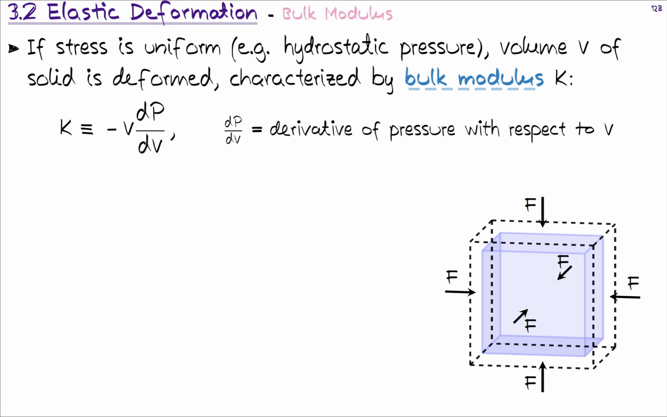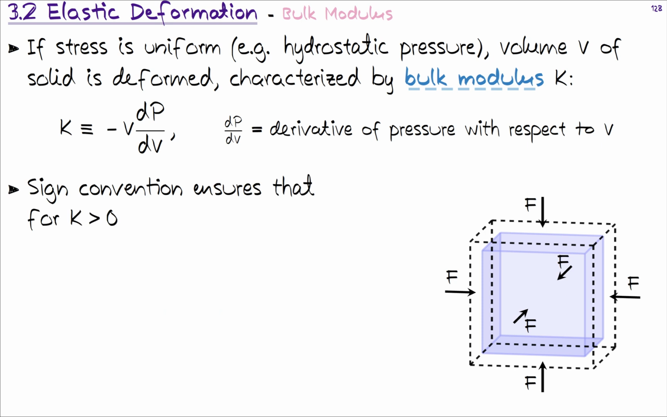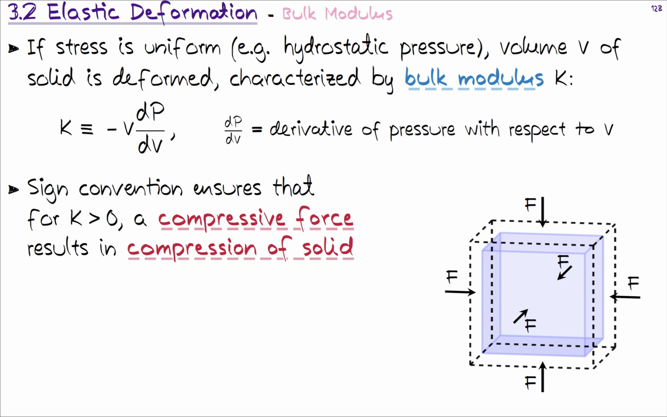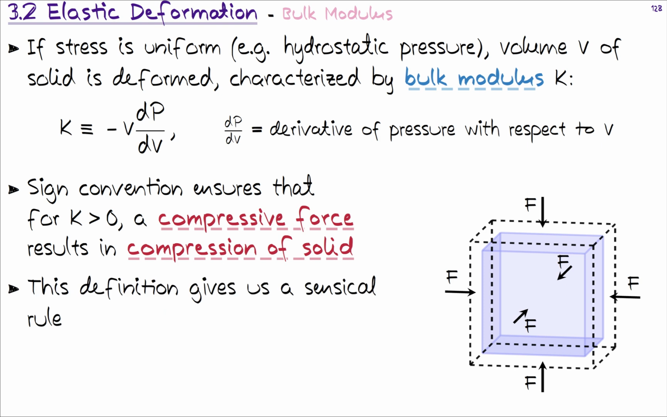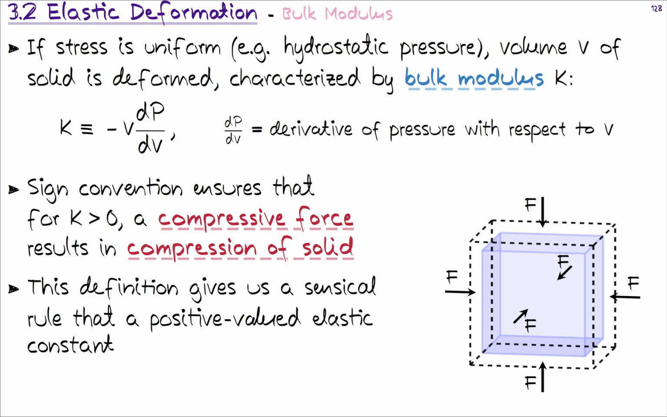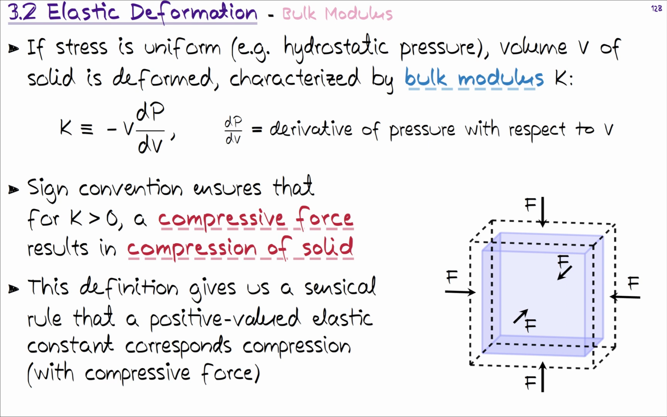Maybe it's not relevant, but at least acknowledged that it might be relevant. So, like I said, the sign convention is chosen in such a way that when we have a positive bulk modulus and a compressive force, then the solid will compress. And this is a sensible rule, I would say, that we have a positive valued elastic constant, and this corresponds to a compression when we have a compressive force. So this is the reason why we have put in the minus sign there.